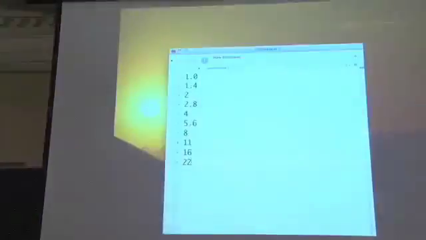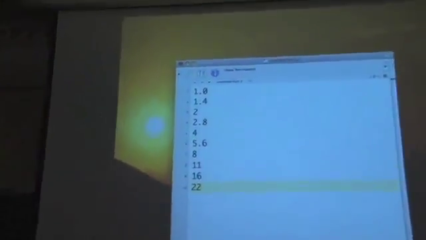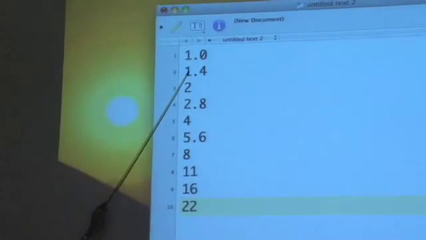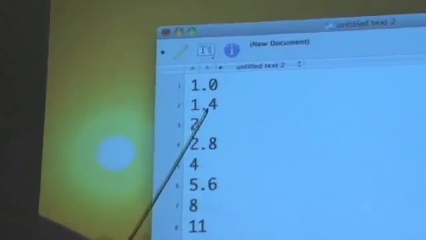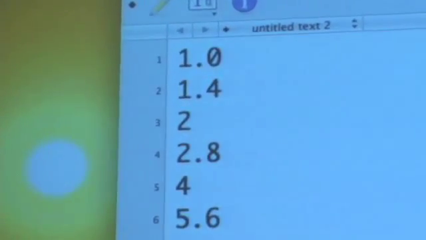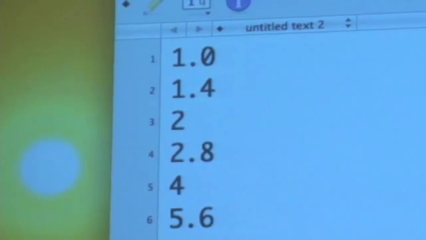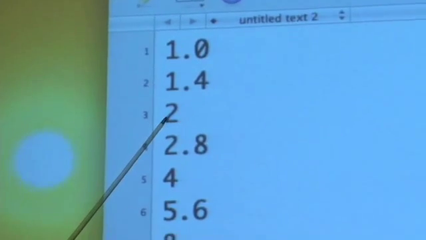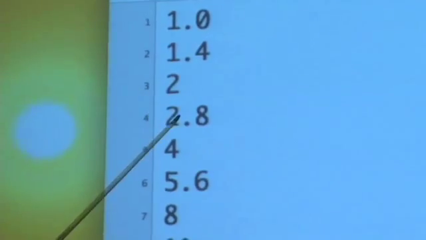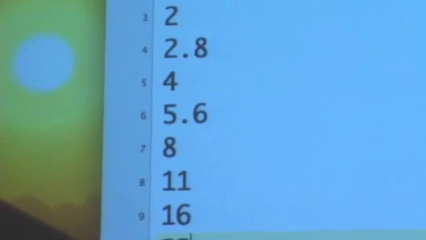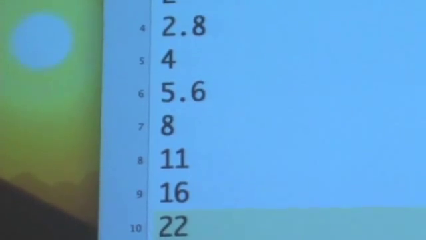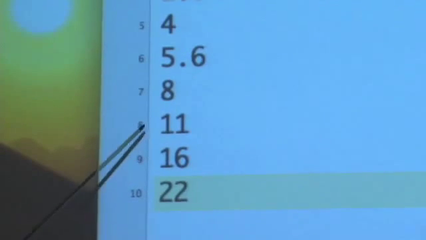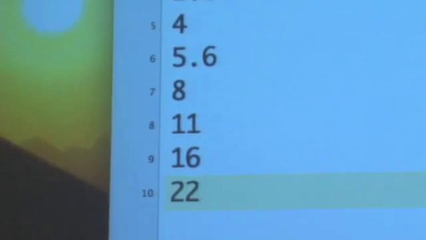But there's a very easy way to remember this, and that is to memorize these first two numbers, 1.0 and 1.4. Just remember those. And then double each one. So you double the first one first. 1.0 times 2 is 2. Then you double the next one next. 1.4 times 2 is 2.8. And you just keep going. 2 times 2 is 4. 2.8 times 2 is 5.6. 4 times 2 is 8. 5.6 times 2, and then they round a little bit, it's about 11. So on and so forth.